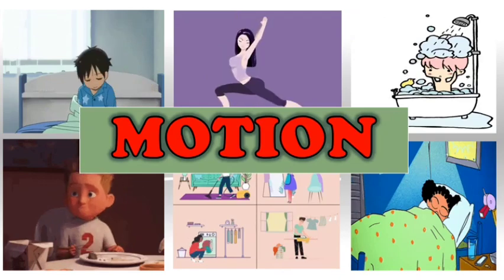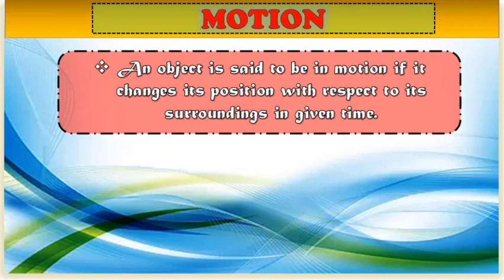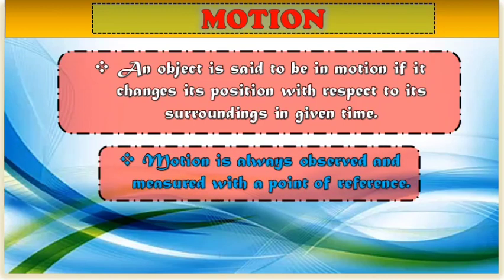So my question now is, what is motion all about? An object is said to be in motion if it changes its position with respect to its surroundings in a given time. Sinabi niya dyan, kapag nag-move ka from one place to another, there is already a motion. Meron kang distance na travel, at the same time, meron kang time na consume, and that is motion. Aside from that, motion is always observed and measured with a point of reference. Later on, we will discuss what a point of reference is.